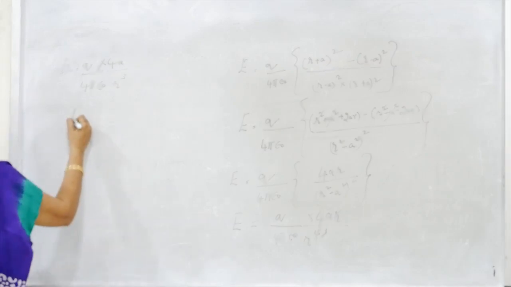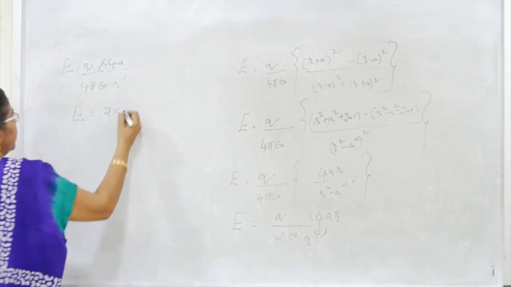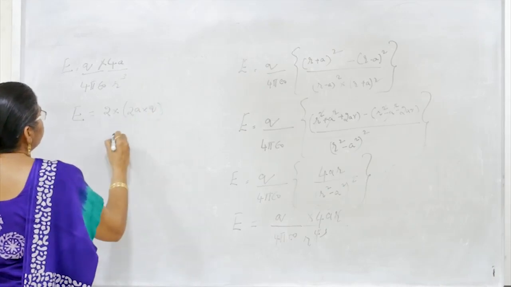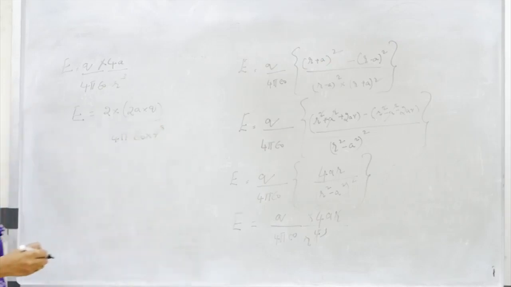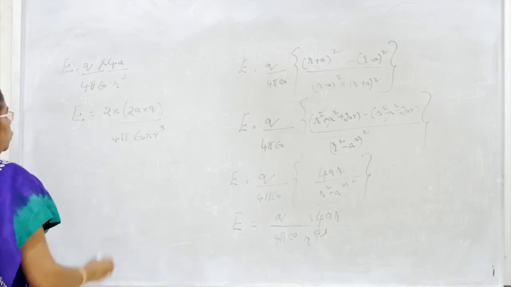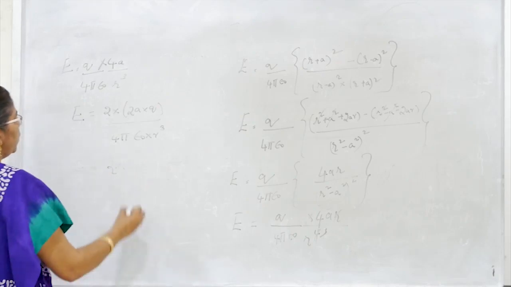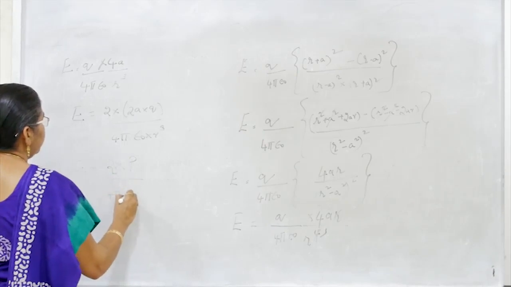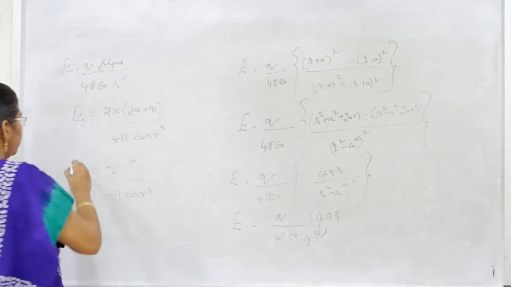So E is equal to 2 into 4aq can be written as 2a into q by 4 pi epsilon 0 into r cube. So E is equal to 2 into 2a into q gives p. This is nothing but 2 into dipole moment by 4 pi epsilon 0 into r cube. So this is the expression for electric field.